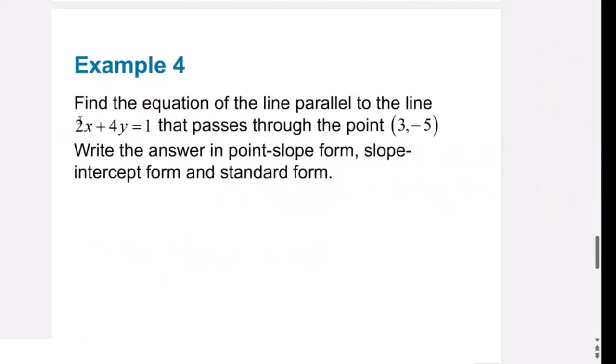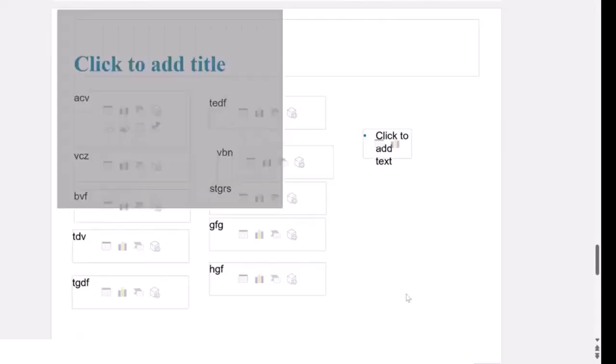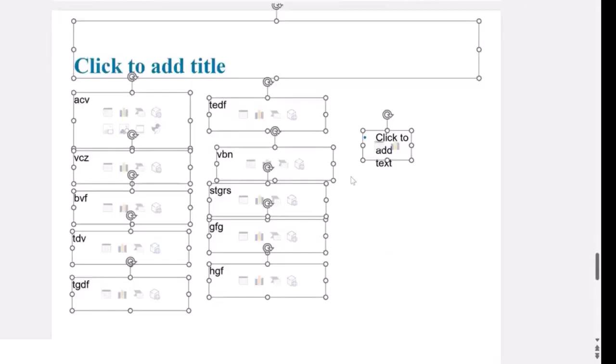Okay, so find the equation of the line parallel to this line that passes through this point. So let's do that first, and then we'll write it in all the different forms that they want. I'm actually going to put another slide in here because I have a very good feeling that we're going to need some more space. So let me just start.